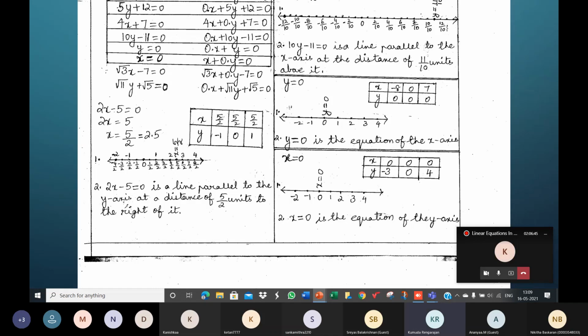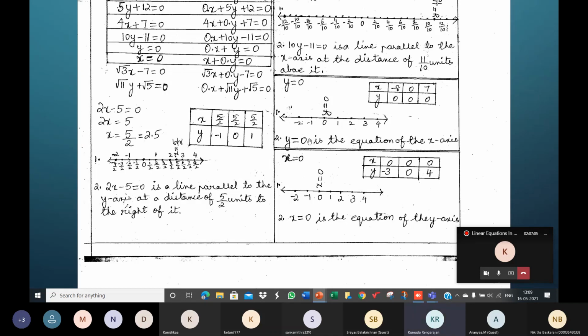Which means y is equal to 0 is the equation of the x-axis. That's the conclusion. The x-axis itself is a straight line. The equation of the x-axis is y is equal to 0. Please remember this.